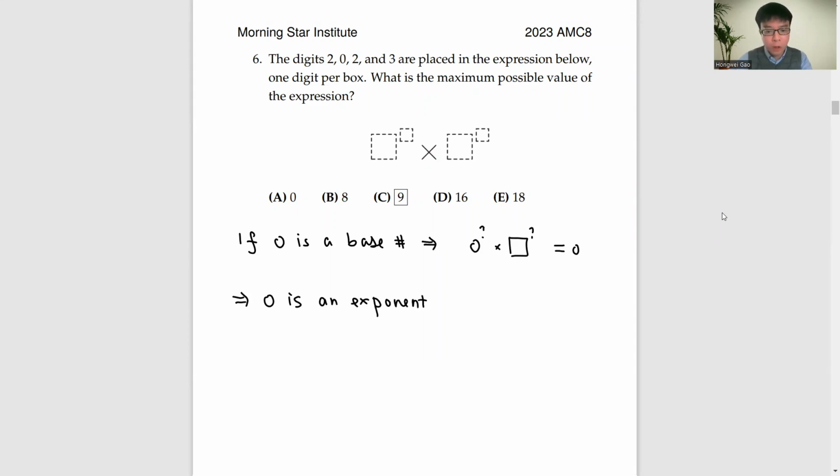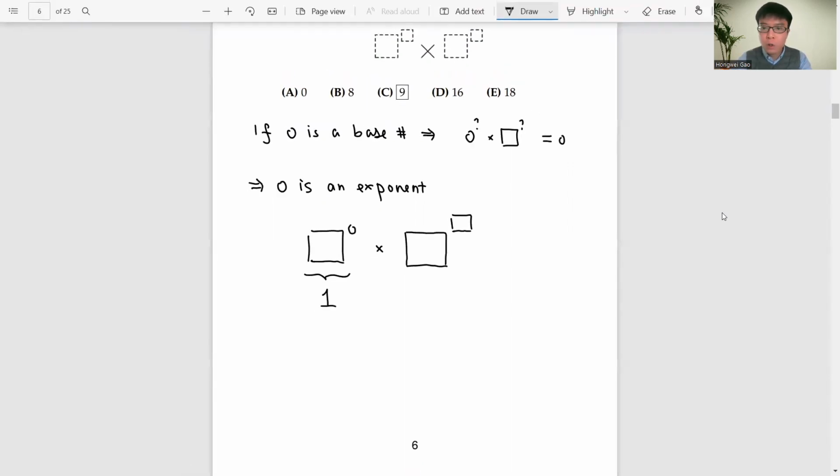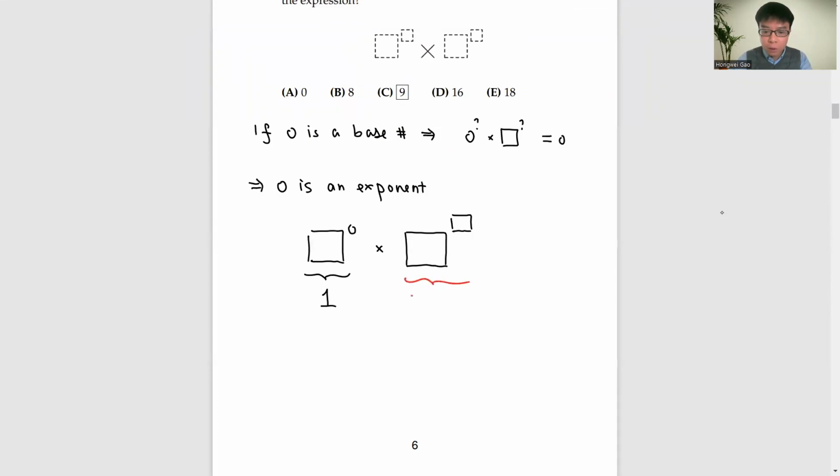And then the expression looks like the following. Some number with 0's power times some other number with a power. We see that for whatever number with 0 power, the value is just 1, independent of the value of the base. Now we should maximize the right part.